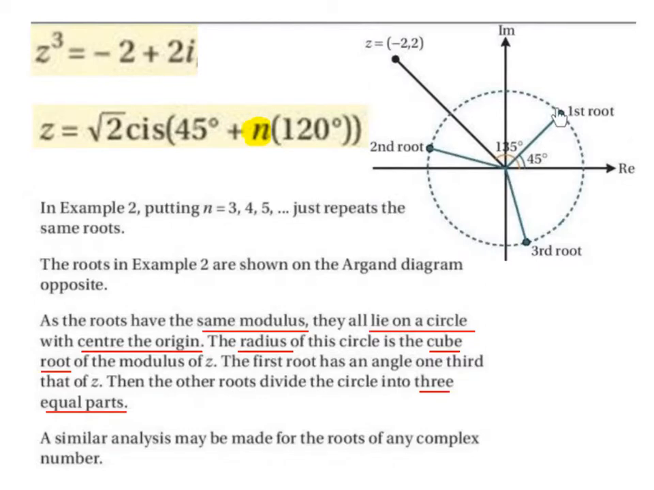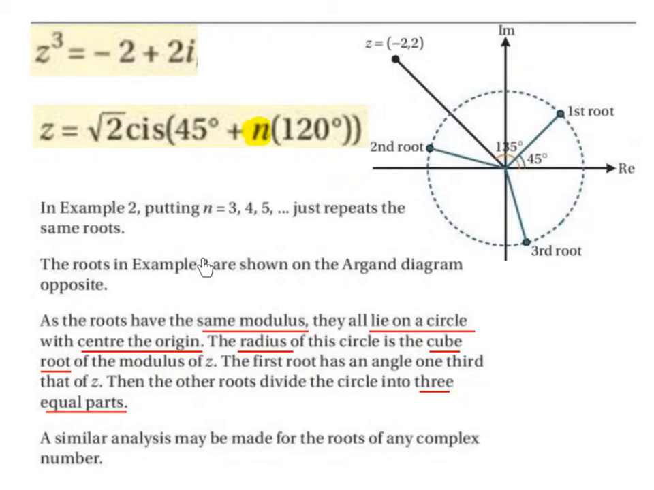So for the first root, z can be seen here with an angle of 45 degrees. For the second root, z can be found here with an angle of 165 degrees. For the third root, it would lie here with an angle of 285 degrees. And for the fourth root, you would basically just end up back at the first root. And for the fifth root, you would end up back at the second root. And for the sixth root, you end up back at the third root, and so on. So it would just repeat itself. So since z was to the power of 3, the circle is actually broken up into 3 equal pieces.